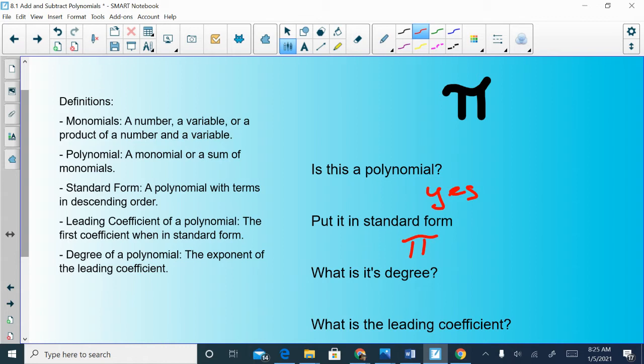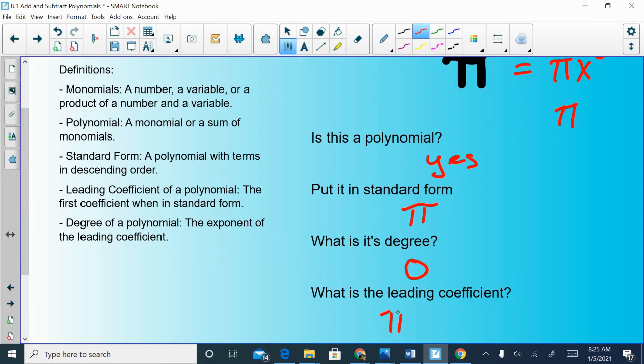What is the degree of this polynomial? What is the biggest exponent? Well, this doesn't have a variable at all right now, right? But pi is the same as pi times x to the 0th power. How do I know that? Well, what is x to the 0th? x to the 0th is just 1, and pi times 1 would just be pi. So its degree is actually 0, and its leading coefficient would be pi.